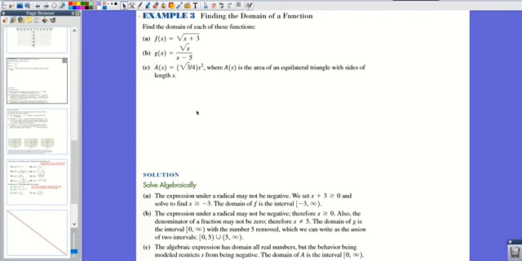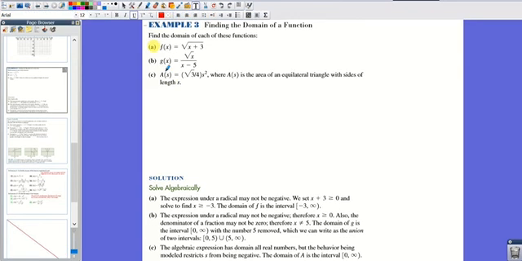Can you ever have a square root of a negative number? The answer is no. Okay, so we're looking at A right now. You cannot have a square root of a negative number. So A needs to be positive.